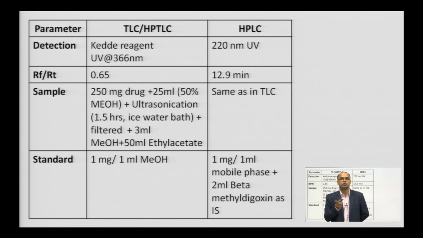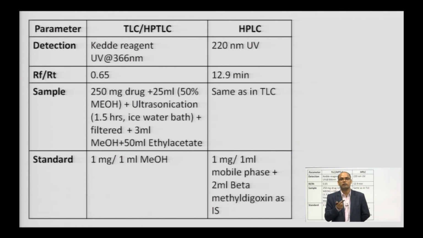Normally in a sonicator we use high temperatures for extraction, but here we have used ice water, or you can say cold water, for extraction of your digoxin from the drug. After extraction through ultrasonication, the mixture is filtered. The filtered mixture is added with 3 ml of methanol and 50 ml of ethyl acetate, and this entire volume is then used for placing the sample on the TLC plate. The standard for this TLC analysis was prepared by dissolving 1 mg of standard digoxin.